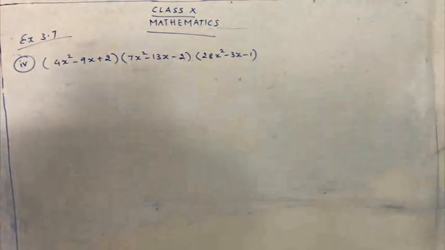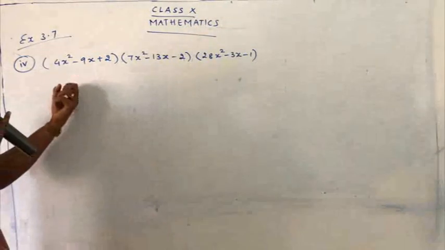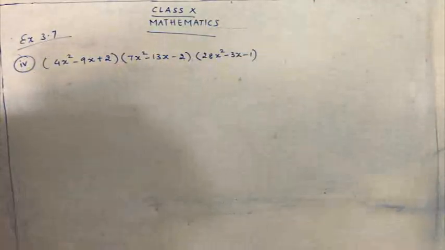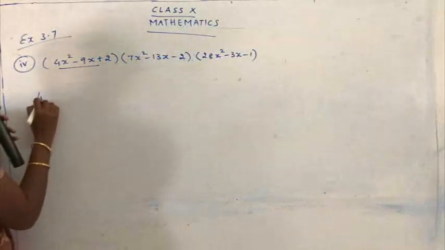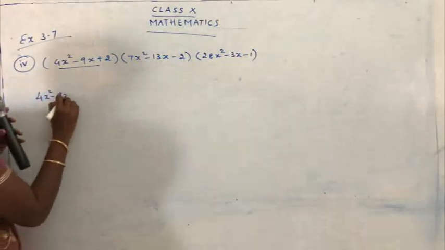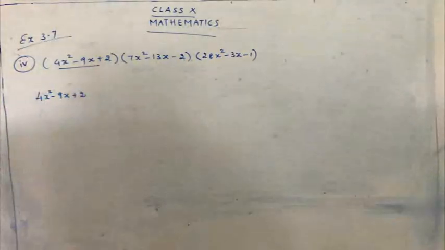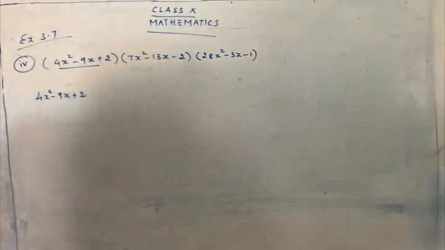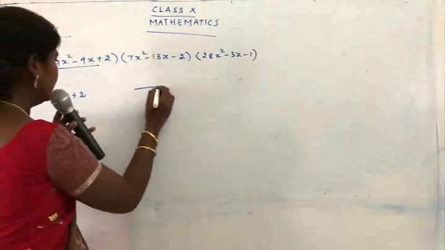So before we go with the sum, let's factorize each term separately, each polynomial separately, and let's get the factors of it. So I'm just going to consider the first expression, that is 4x square minus 9x plus 2. And you're going to find the factors of it. So you are familiar with your T method. So we are going to use the T method over here, and we are going to get our answer.